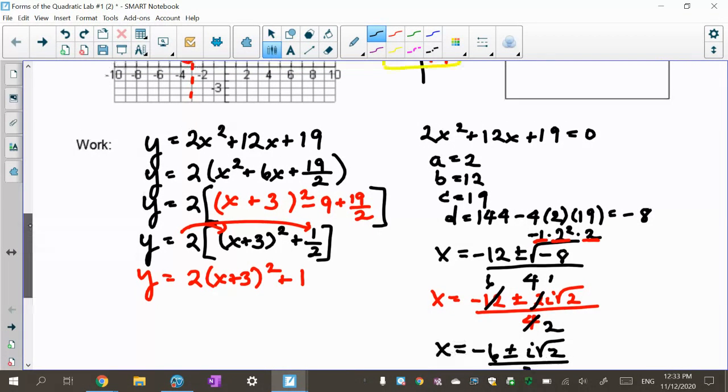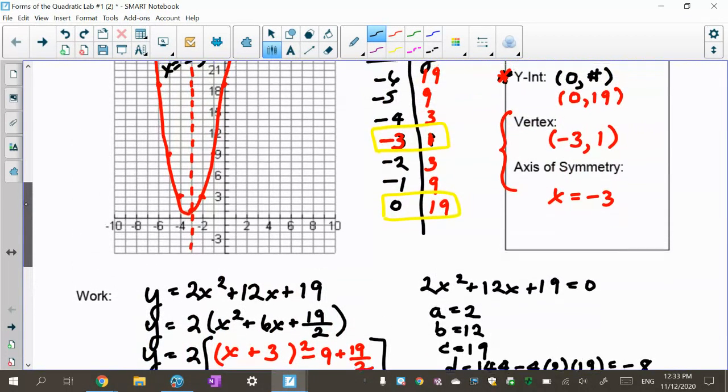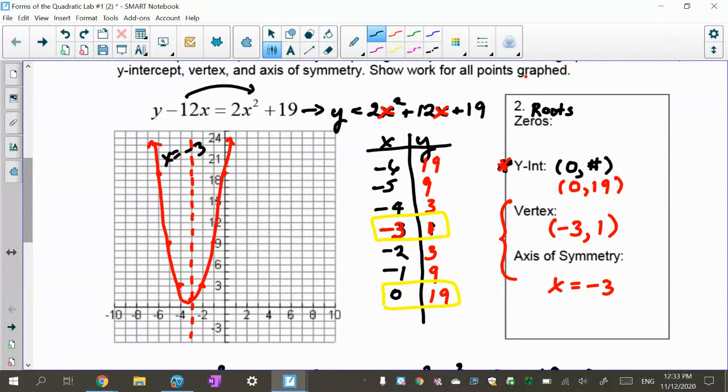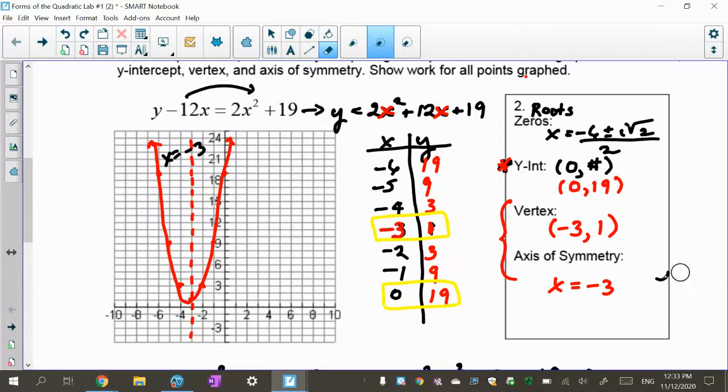So I'm going to come and put that up here. So x equals negative 6 plus or minus i radical 2 all over 2. So those are my roots. So I just kind of showed you how to do step by step one of these larger ones where you're doing everything on there. So I will do more videos if you need more help.